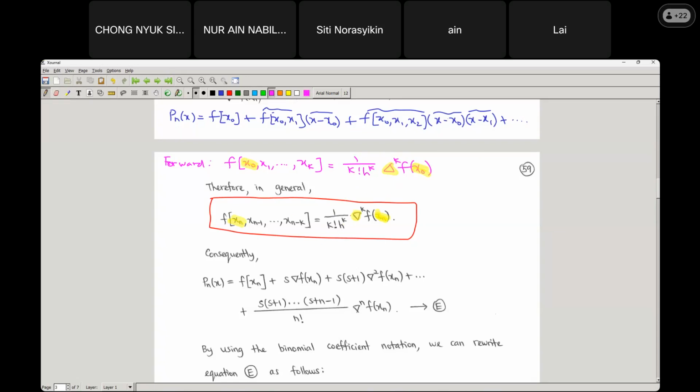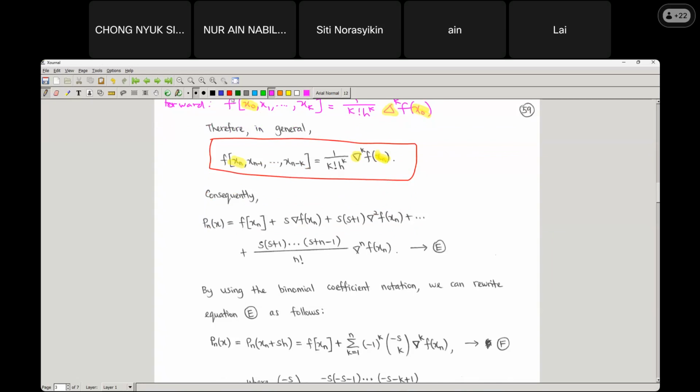All right. And next, using the same technique as I have shown in the Newton forward divided difference formula, you will get this formula too.